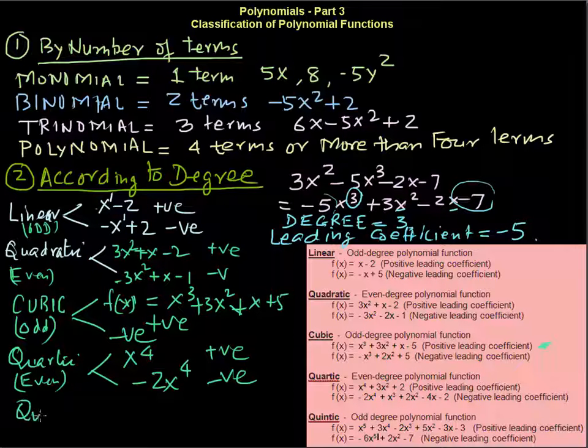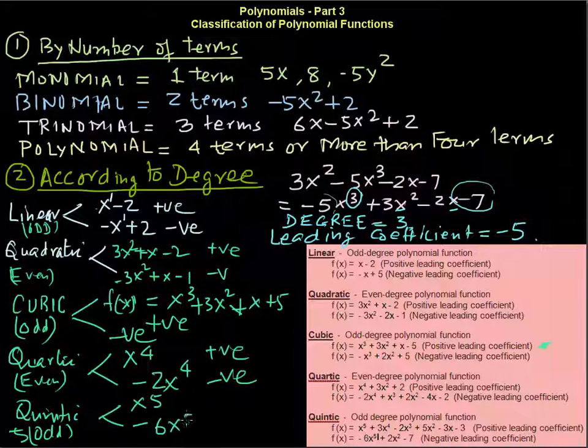And then finally we have quintic. Quintic is an odd degree polynomial function because the power is 5. So this one is, let's say, x to the power 5, and here you have x to the power 5. This one has a positive leading coefficient, and this one has a negative leading coefficient.